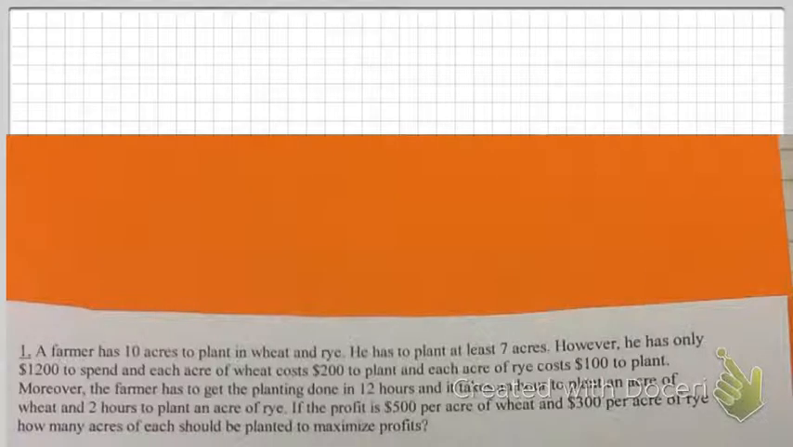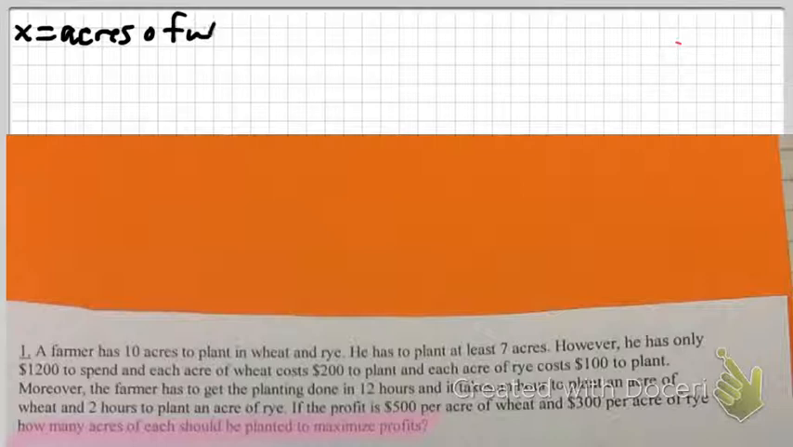The first thing you do is you figure out what your answer is going to be. So you find the question in the problem. You look around for a question mark, and at the end it says how many acres of each should be planted to maximize profit. So the first thing you have to do is declare what your variables are going to be. It says how many acres of each. So our variables are going to be acres of wheat and acres of rye.